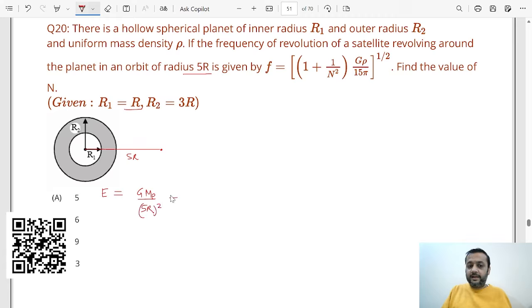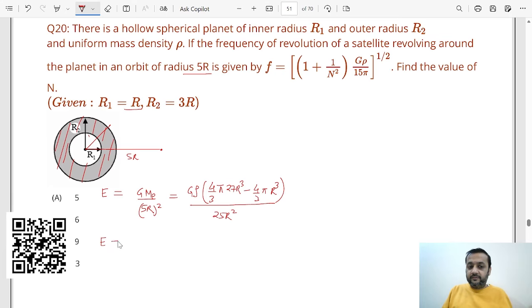So what is the mass of the planet? Mass of the planet can be written as density into volume of the planet. And remember, the volume of the planet is this, because this is the region where the mass of the planet is present. So you will write the volume of the planet as 4 by 3 pi into bigger radius, which is 3r cube, that means 27r cube, minus the smaller radius, which is r1 cube, that means 4 by 3 pi r cube. R1 is r. So this is the value we are going to get, and that will be 25r square.